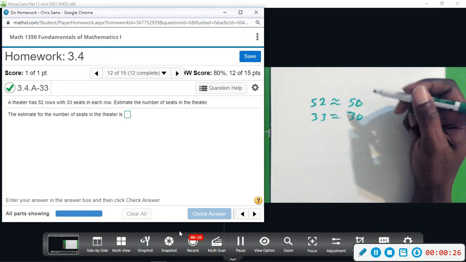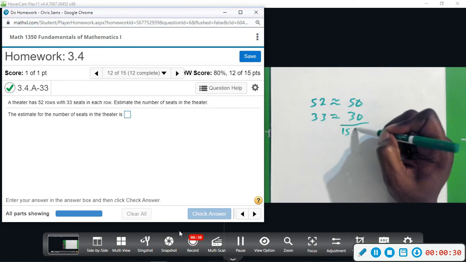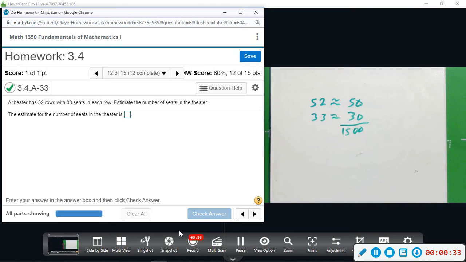Okay, and then we'll just multiply these two numbers. So 3 and 5 give me 15, and we got 2 zeros. So approximately 1,500 if you want to just do a rough estimate of the number of seats.